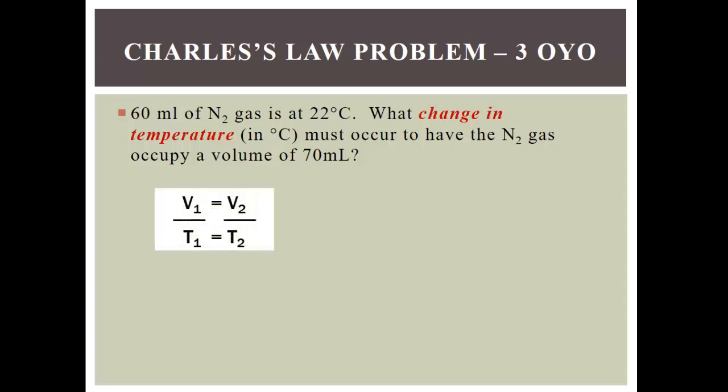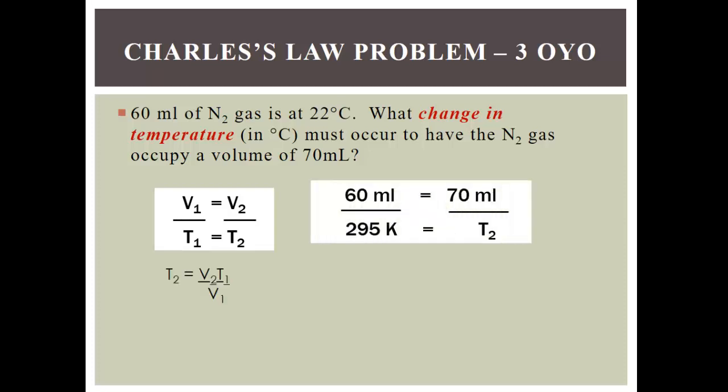Alright, let's see what we got. Now, we want to find T2, but that's not the end of this. We're going to solve for T2 just like we did in the previous question. When we do that, we get a final temperature of 341.17 Kelvin. But it doesn't want the final temperature, it wants how much we changed.